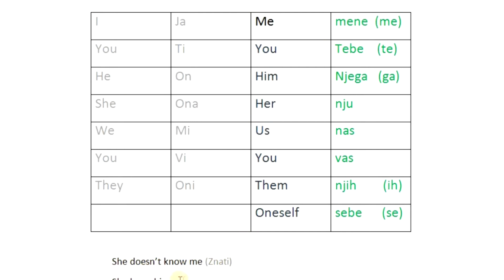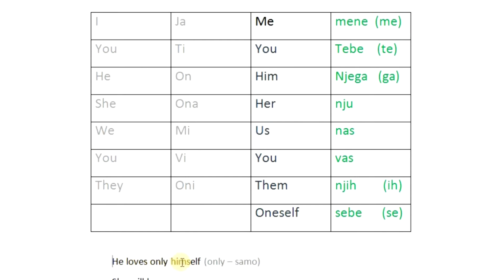Next one. She doesn't know me. To know is znati. Ona ne zna mene. She loves him. Ona voli, and him is njega or ga. So we can go with ona voli ga or ona voli njega.